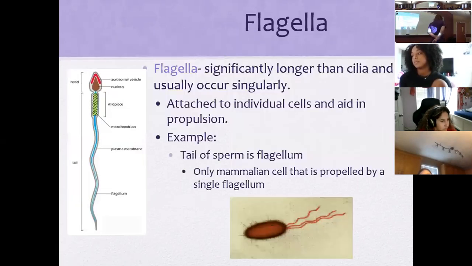On the other hand, I have flagella. And what flagella is, is forward propulsion. Rather than the crowd surf of the sea anemone, I have this little whip-like tail. And this whip-like tail helps the cell move in forward propulsion.